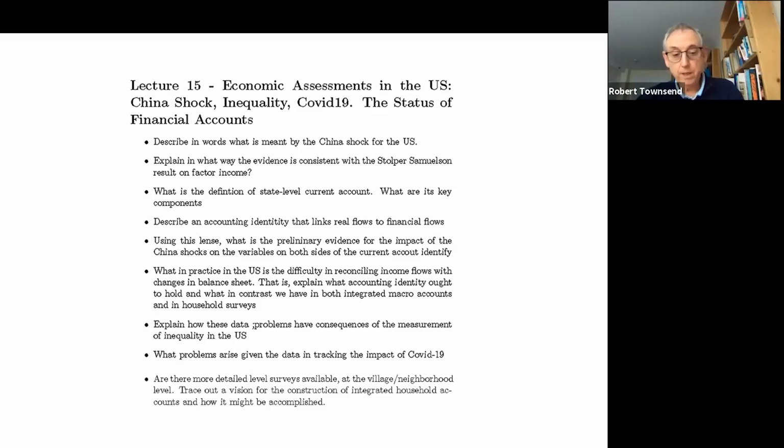And what about the other side of the current account? Financial stuff, anyone remember?